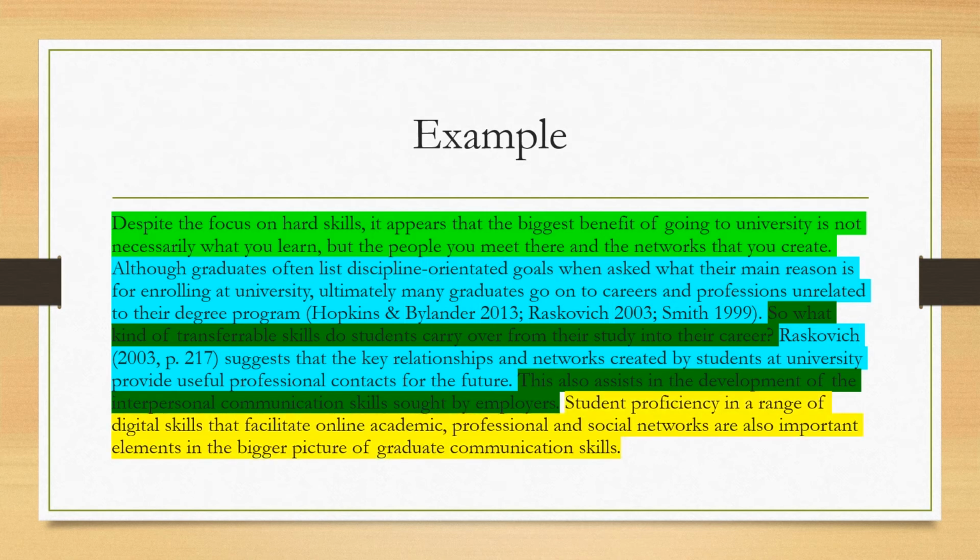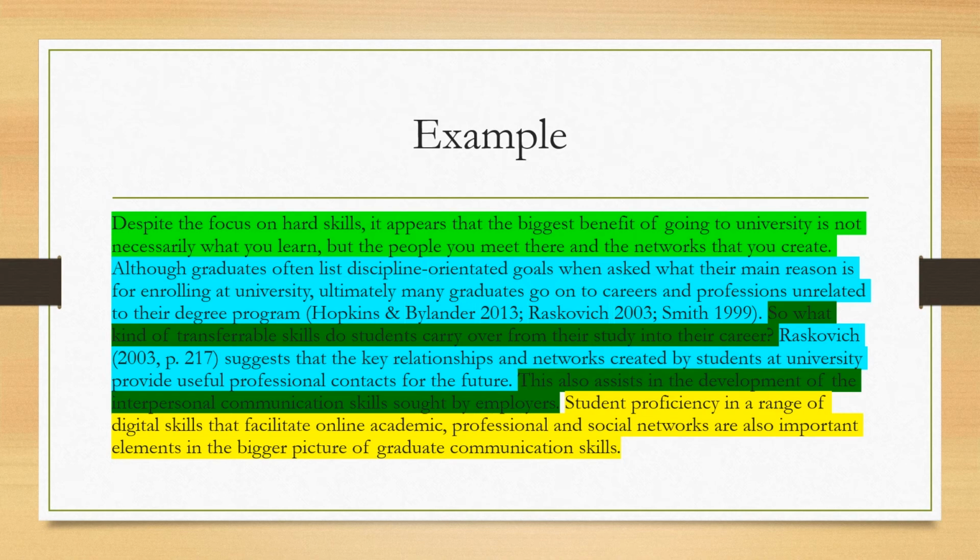And then lastly, we have the linking sentence there. Student proficiency in a range of digital skills to facilitate online academic, professional, and social networks are also important elements in the bigger picture of graduate communication skills. Big sentence. This is an example of a concluding sentence. Okay, it summarizes the information that we've seen in that example paragraph.